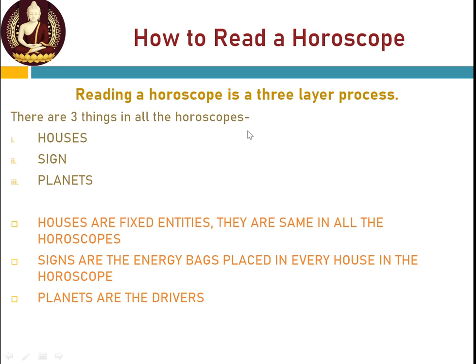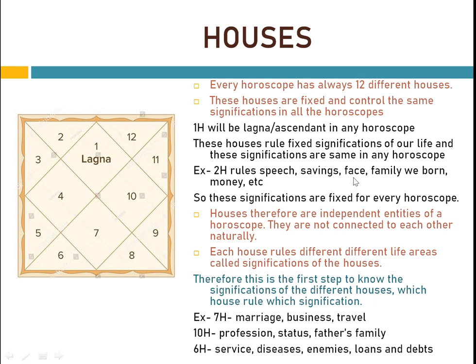So there are three layers, and we will read in a three-step process. First we will read houses, then signs, then planets. Planets are the real entities which will give results. It is ultimately the planets, because whenever signs are placed in a house, these houses get allotted to the planets also. That's why planets are the real drivers of the process.